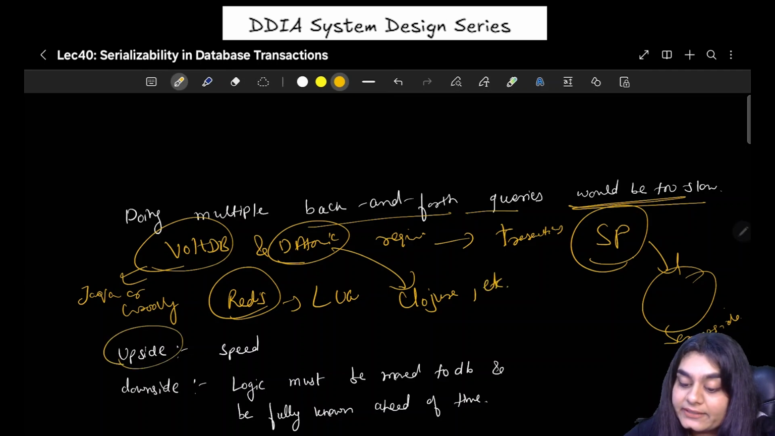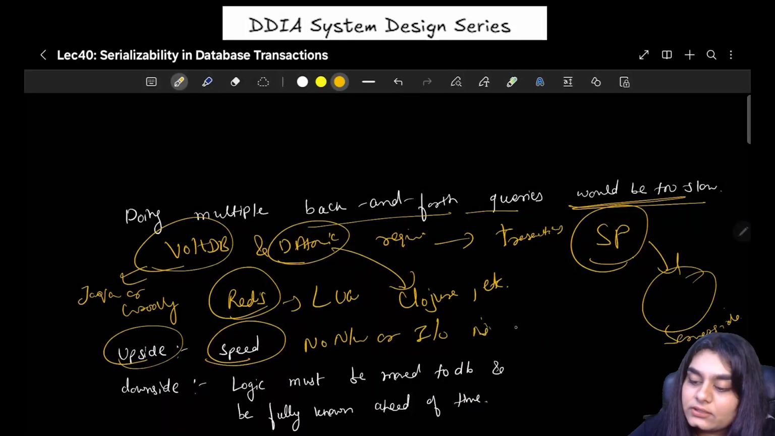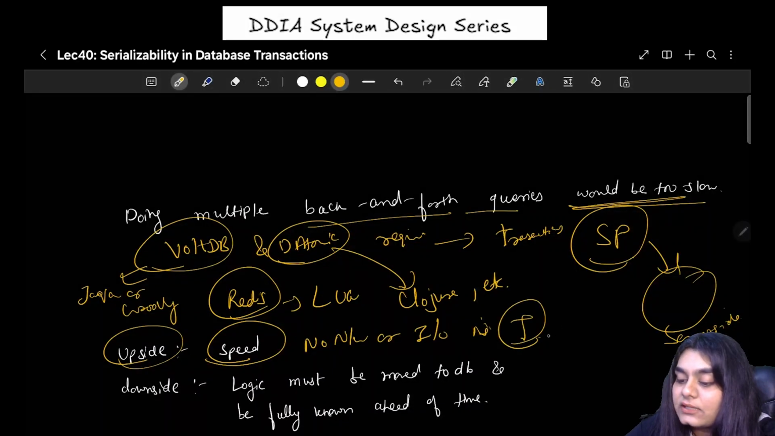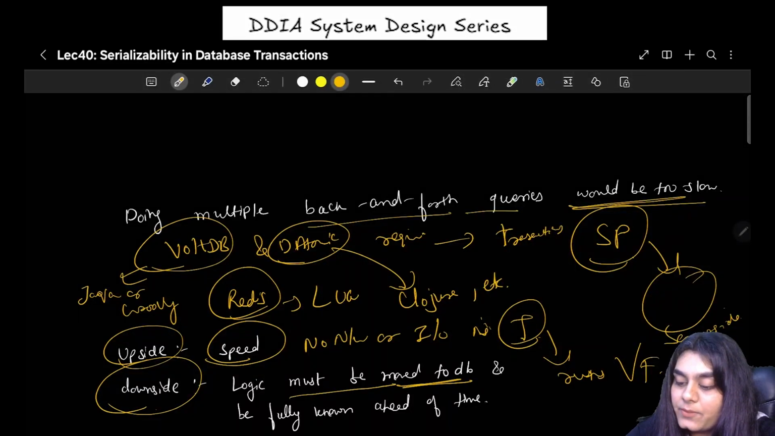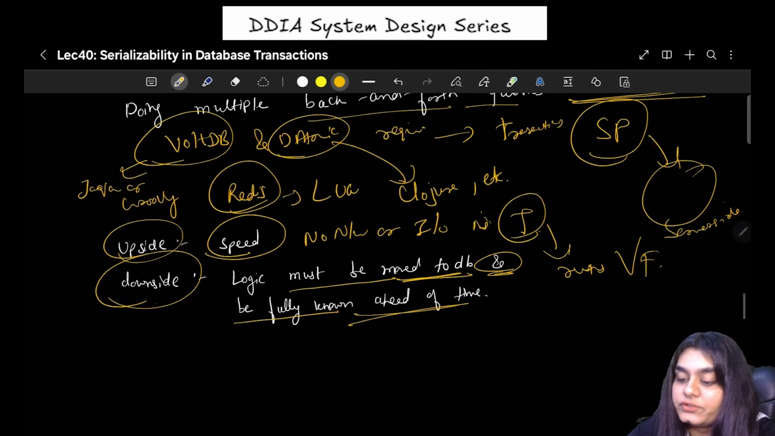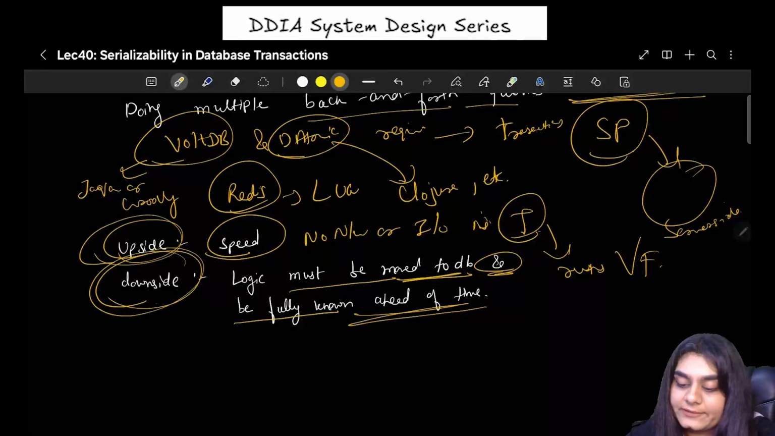Here, the upside is speed. No network or I/O inside the transaction. That means it runs very fast. Now, the downside is the application's logic must be moved to the database and be fully known ahead of time. So, we have discussed both the upside and downside.